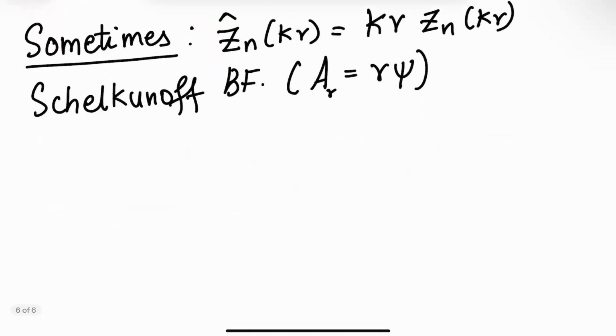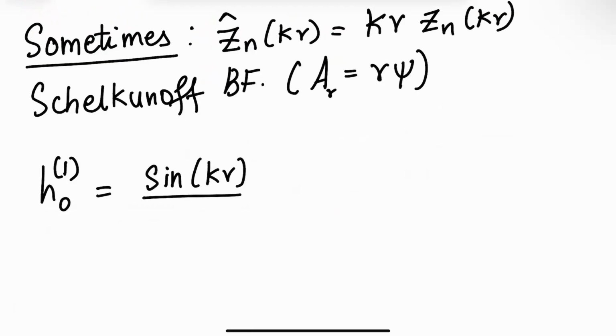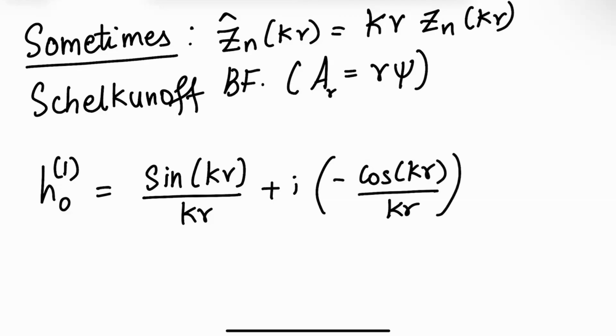Okay. So just for the sake of an example, we'll look at what one of the Bessel functions looks like. So that h_0^(1), the Hankel function of the first kind of order 0, is sine kr over kr plus i times minus cosine kr over kr. Okay, and these are nothing but little j_0, and this is little n_0. And this turns out to be e to the ikr over ikr. But what is this? This is nothing but our Green's function, right?